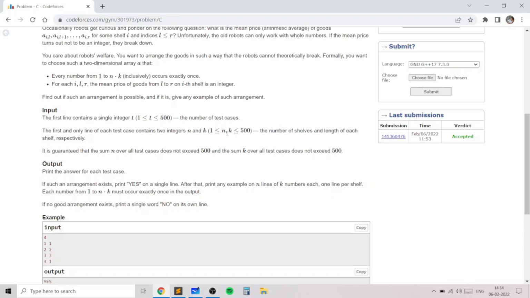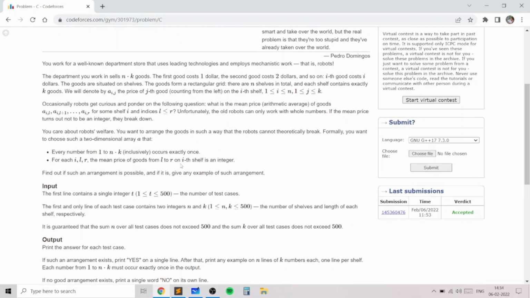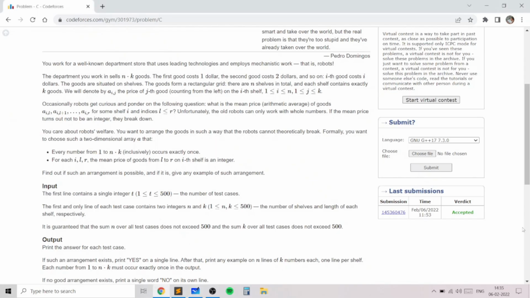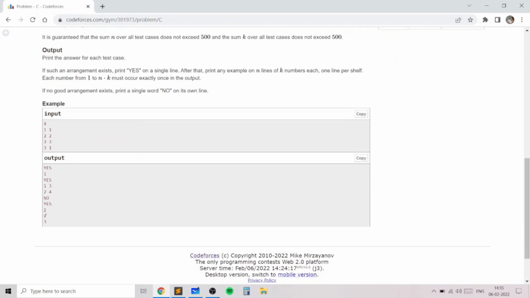So moving on to the solution, the key idea is to consider several cases for the values of n and k, and let's move to the casework now. So let's first consider a simple case where k is 1, and an example of that case is the last example, the last test case.